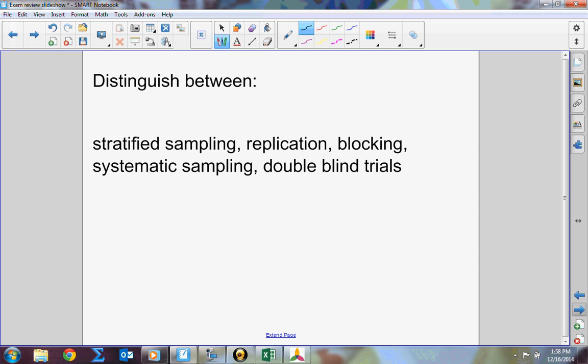All right, you have to distinguish between stratified sampling, replication, blocking, systematic sampling, and double-blind trials. And we've kind of talked about this. We talked about the stratified sampling, you know what that is, and the systematic sampling. All right, replication means that you use multiple units.